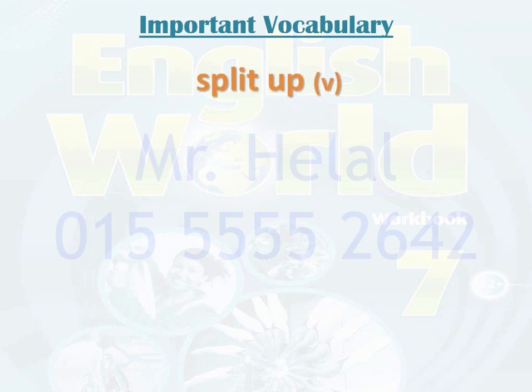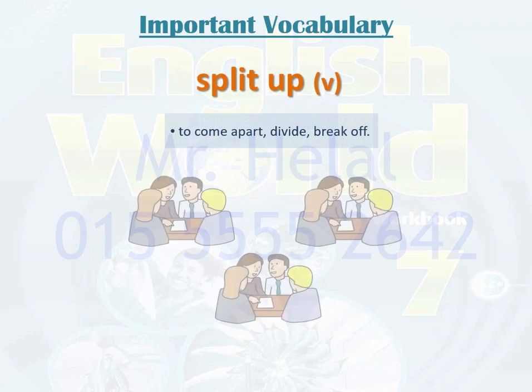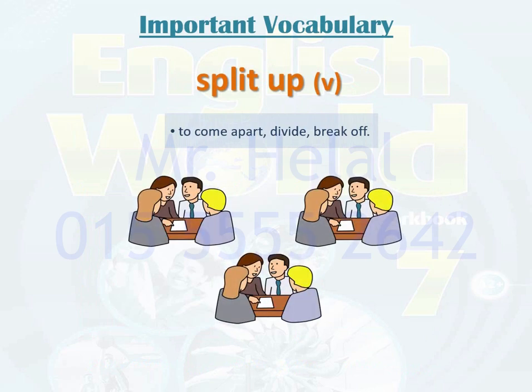Split up. Split up is a verb which means to come apart, divide, or break off. split up معناها ينفصل أو ينقسم. ممكن برضه يبقى معناها يقسم أو يفصل. Example: The class is split up into 3 groups. يعني الفصل مقسم إلى 3 مجموعات.